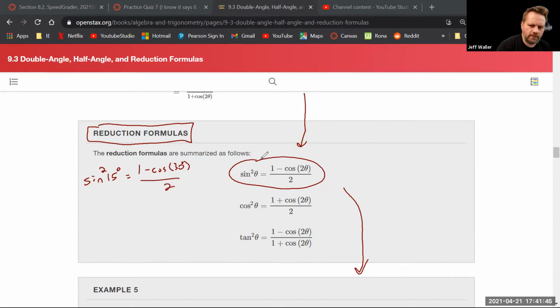So when are these useful? They're going to be crazy useful in calculus. But I don't care much about them at the moment. If I'm in calculus, these are hugely important. If I'm in pre-calculus, they're important if the question asks me about it. Okay.